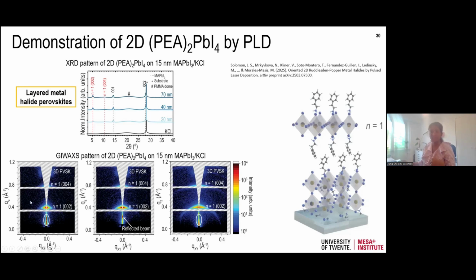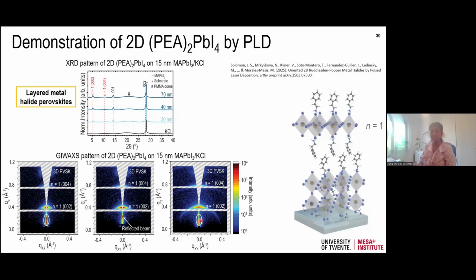And then we did GIWAXS measurements for these samples of all thicknesses. So the leftmost GIWAXS pattern is for the 20 nanometer, the middle one is the 40 nanometer, and then the 70 nanometer. So you're able to see the n equals 1 phase in all the thicknesses, but as the thickness increases, there's a little bit of spread, showing a little bit of disorder as the thickness rises.